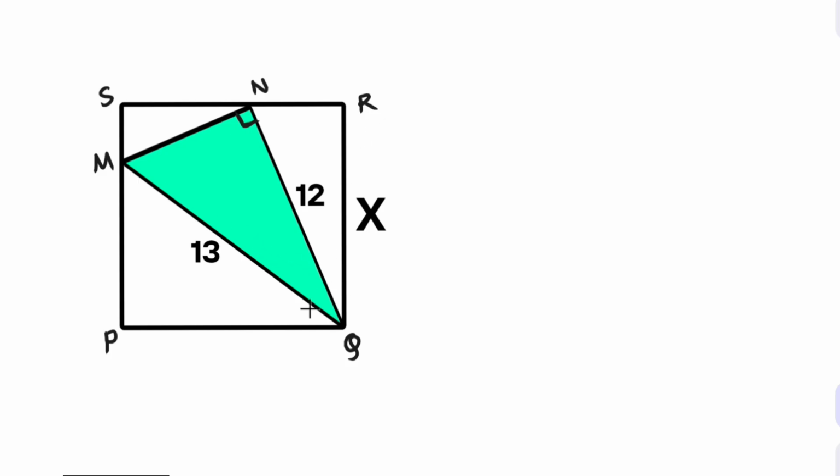Let's start with triangle MNQ, since we already know it has a right angle at N. Whenever we have a right triangle, we can use the Pythagorean theorem, which tells us that the square of one leg plus the square of the other leg equals the square of the hypotenuse. Here, the hypotenuse is MQ, so we write MN squared plus NQ squared equals MQ squared.